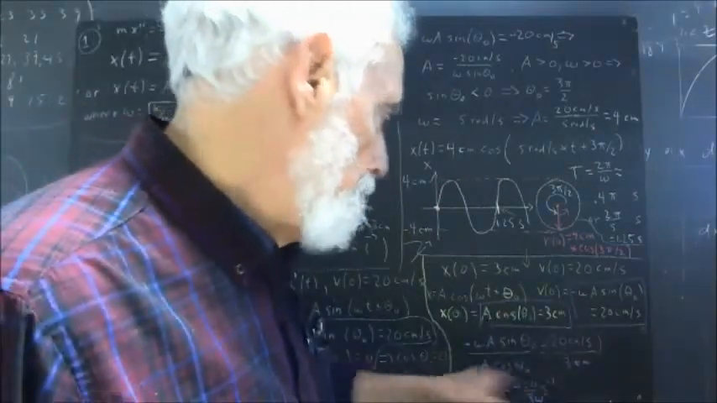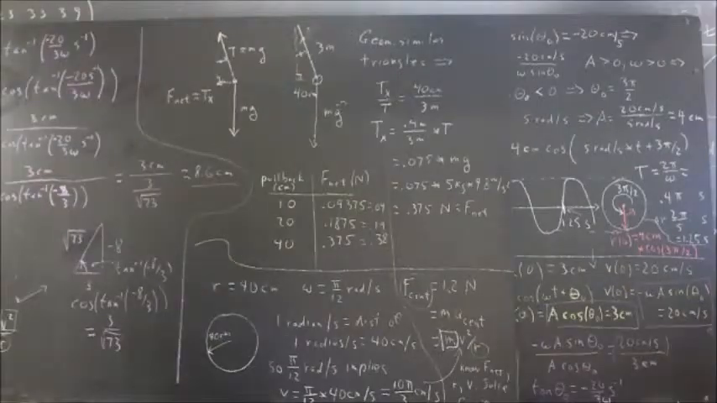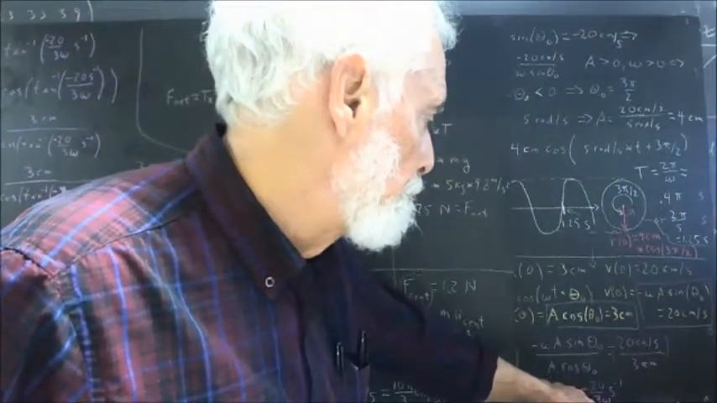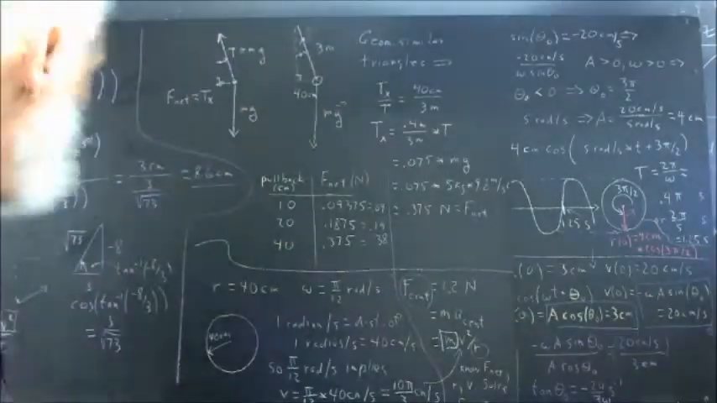So that's a very straightforward solution. Let's see what we do with that. Okay, we have tangent of theta naught is negative 20 over 3 omega, with 20 over 3 in reciprocal seconds.